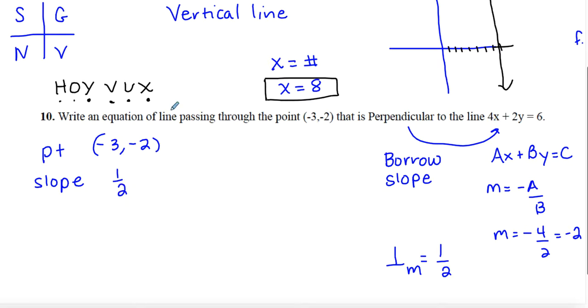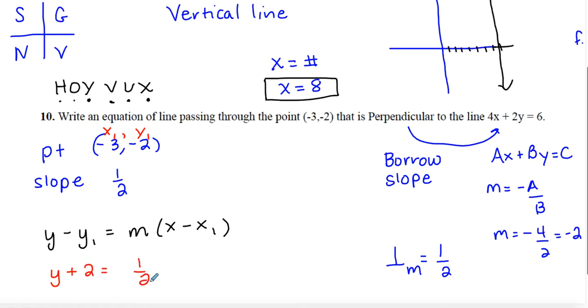I have my point. So when I have a point and a slope, it's easy to use the point-slope equation to write the equation of a line. That would be y minus y1 equals m times (x minus x1). All right, so we plug in. Remember, this is x1, this is y1, that's just the point. So we have y plus 2 equals 1/2 (x plus 3).